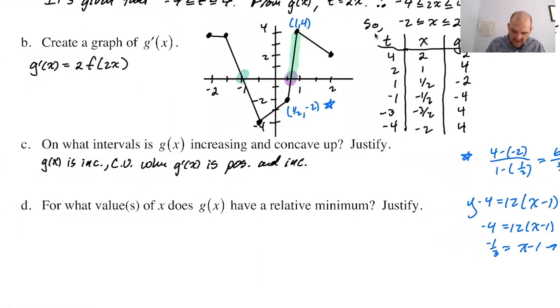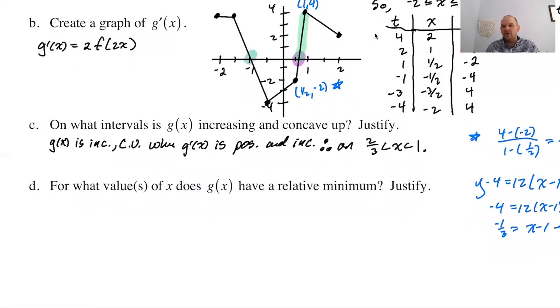So I'm going to say that therefore, I'll use an inequality, 2/3 < x < 1. So I think that is the interval on which g of x is increasing and concave up, right? Because we need g prime to be positive, and we need g prime to be increasing. I think that happens from 2/3 to 1. So yeah, I think that's a good answer.